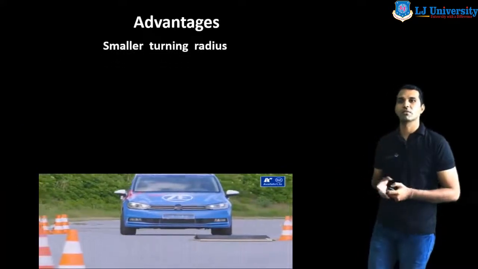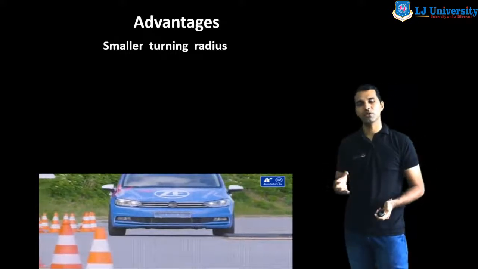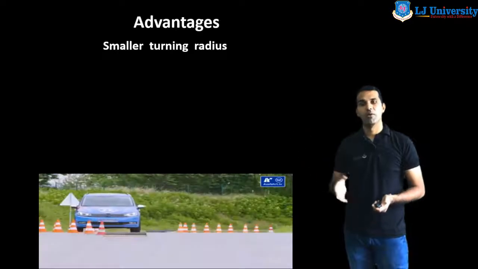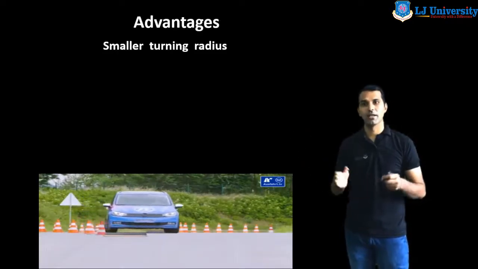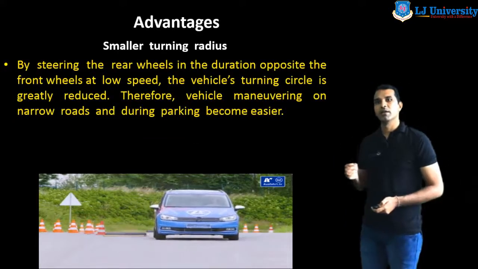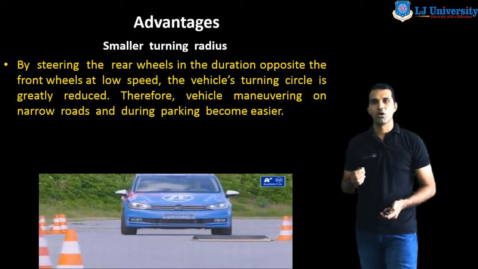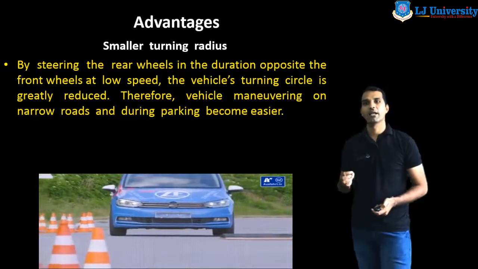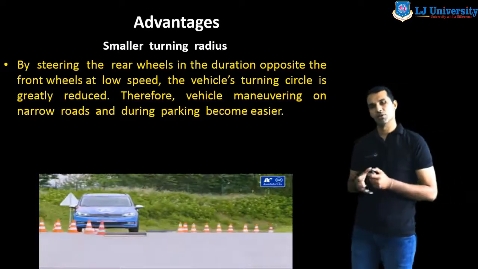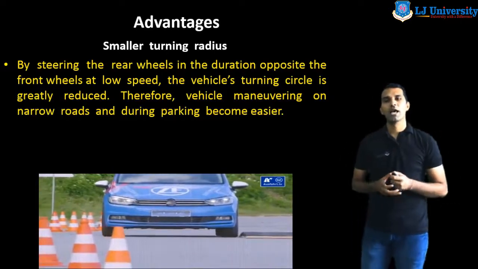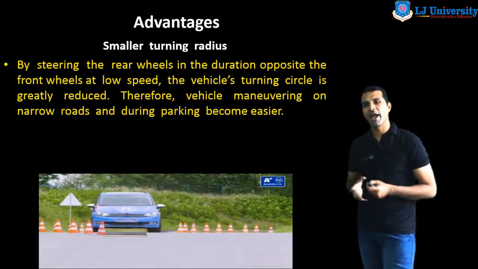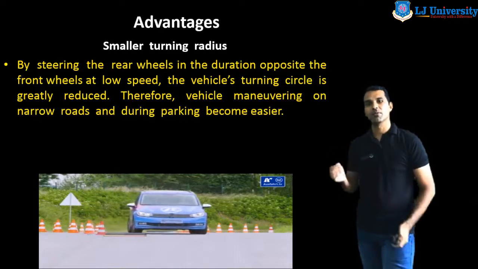Now the next advantage is a smaller turning radius. It is very beneficial when we have to turn the car in a very small space. By steering the rear wheel in the direction opposite the front wheel at low speed, the vehicle's turning circle is greatly reduced. Therefore, vehicle maneuvering on narrow roads and during parking becomes easier.